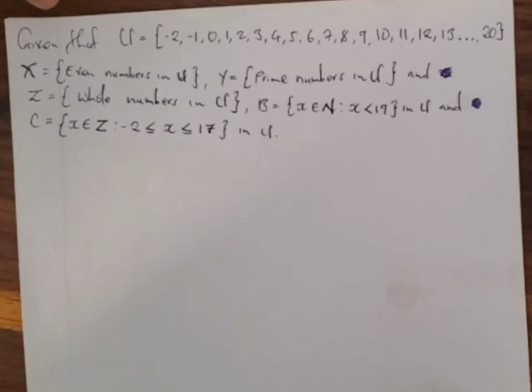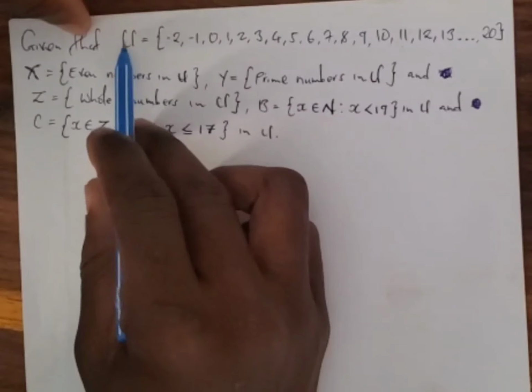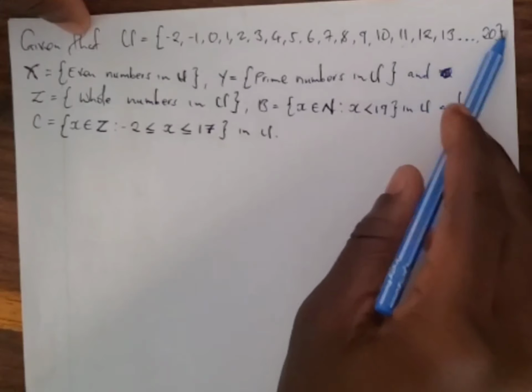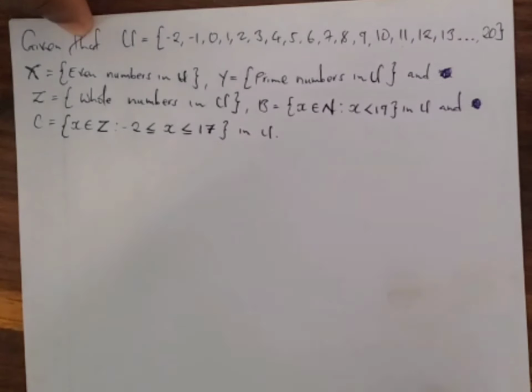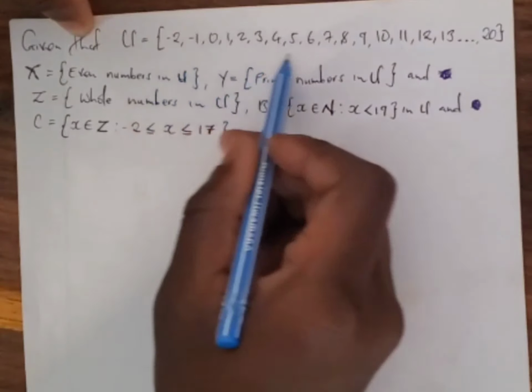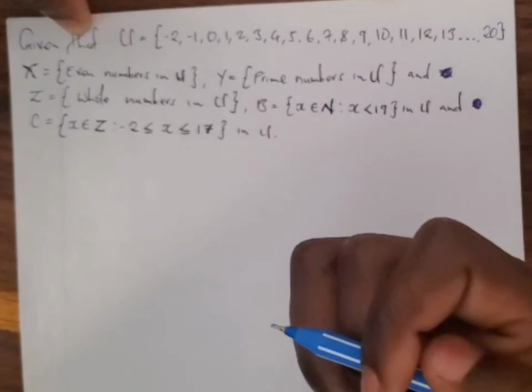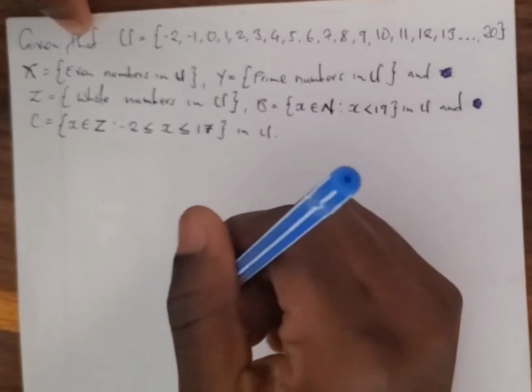An example of the roster, listing method, or tabular form is this one here, the universal set. You will understand what I mean by universal set shortly. So this is an example of a roster or tabular form, also known as the listing method.